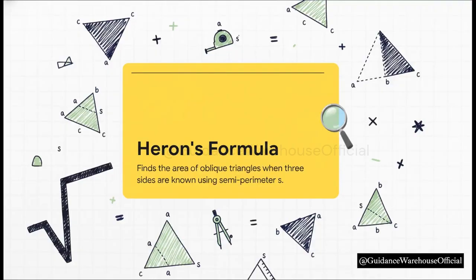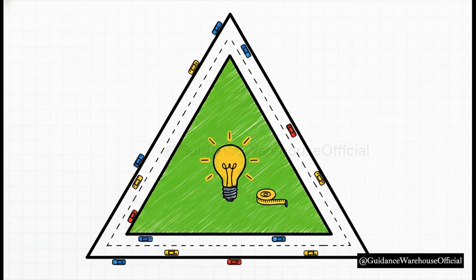Before we wrap up, I want to give you one more really powerful tool for your toolkit. What if you have a side-side-side triangle and you want to know its total area, but you have no idea what its height is? Well, a geometer from the 1st century named Heron of Alexandria gave us a brilliant shortcut. Heron's formula states that the area equals the square root of s times s minus a times s minus b times s minus c, where s is the semiperimeter, and that's just simply half of the total perimeter of the triangle. Let's see this in action really quick.